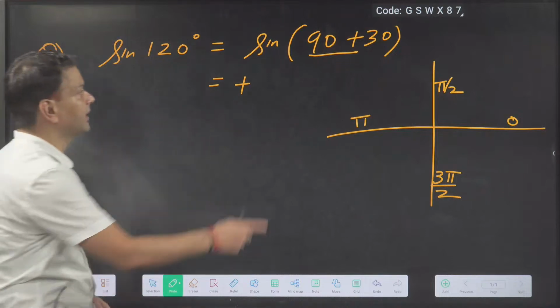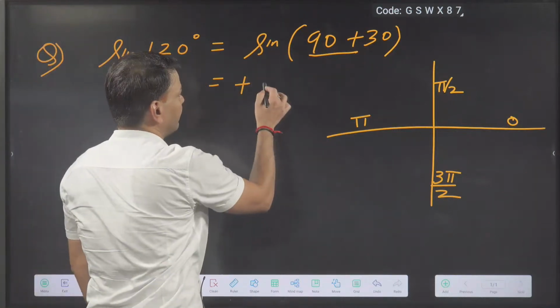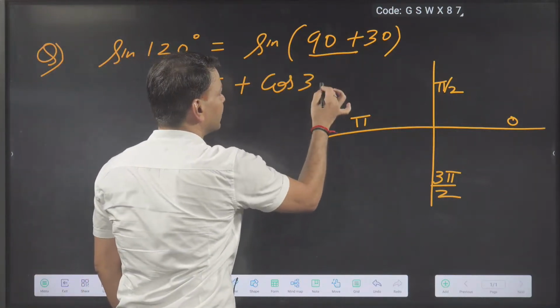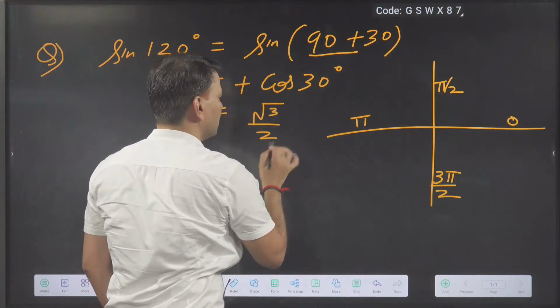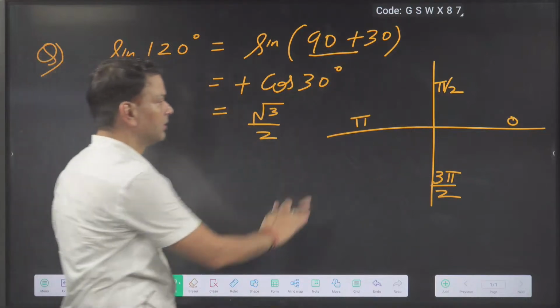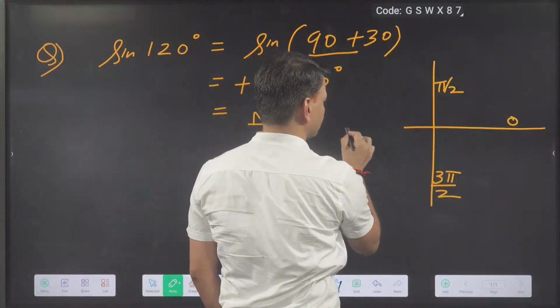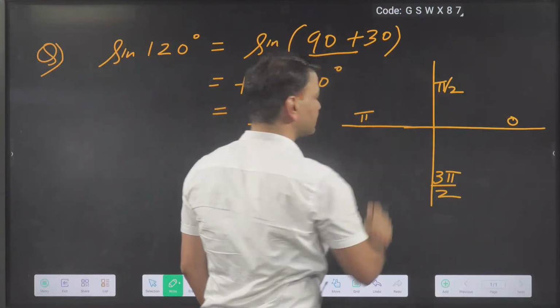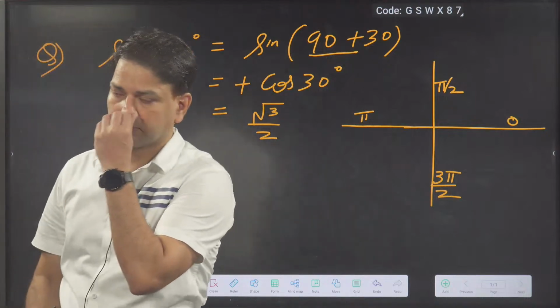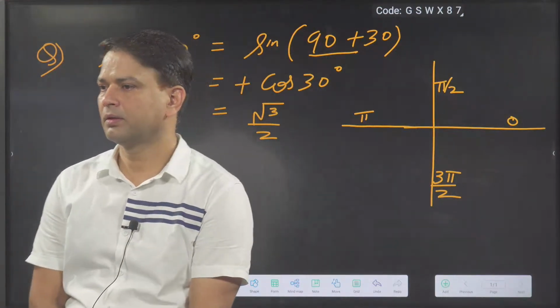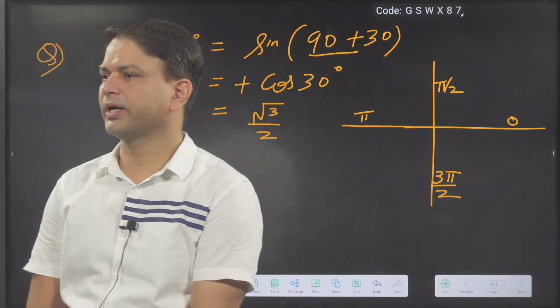Okay. Then here we are using the 90, so we will put cos 30. And cos 30 value is √3/2. Everybody got or not? Okay.